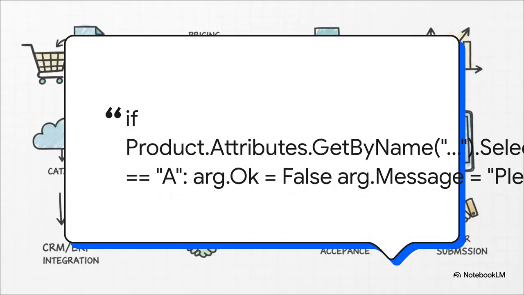And for that custom logic, we drop down into IronPython. Now, this code snippet here is a really simple example, but it shows you the power. It's basically checking an attribute, and if the user selected A, it just stops the process and says, nope, please select B.